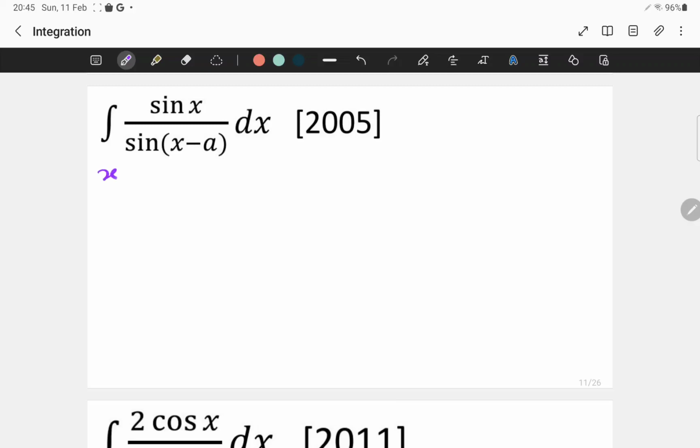So I will say x minus a equals t. It means x equals t plus a, and dx equals dt, because the derivative of a constant a is 0. So this turns this problem into x is t plus a.